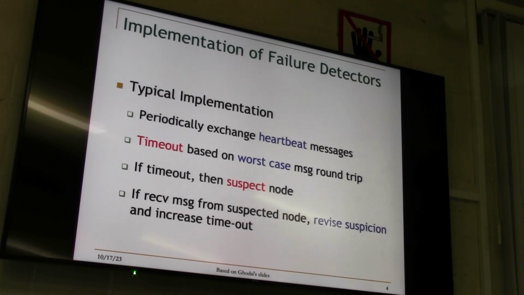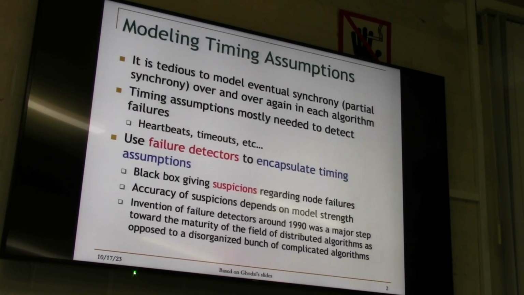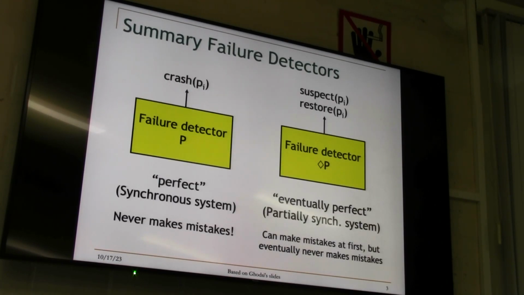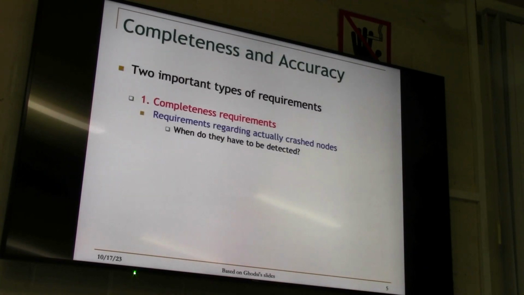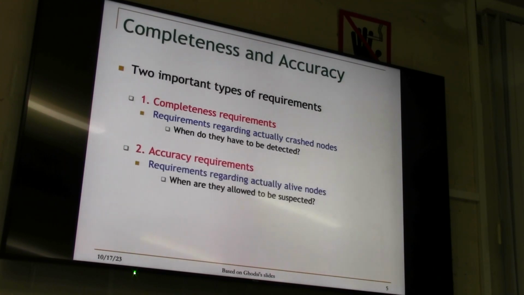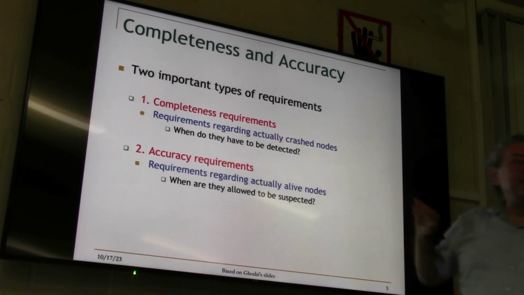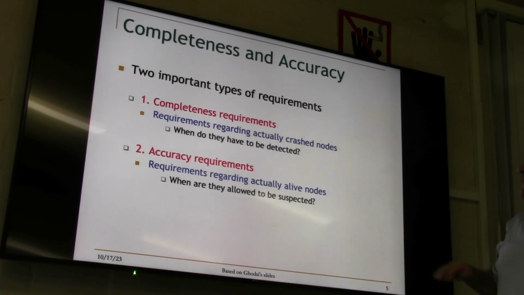Okay. So these failure detectors, we have to specify them. We have to make a specification of them. And there are two kinds of specifications: what's called completeness and what's called accuracy. So there are two kinds of properties, and this is very closely related to safety and liveness, as you will see.